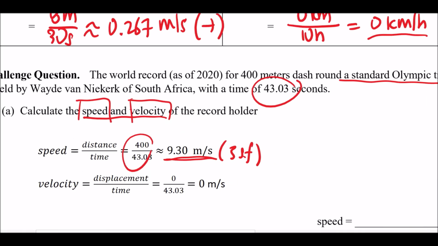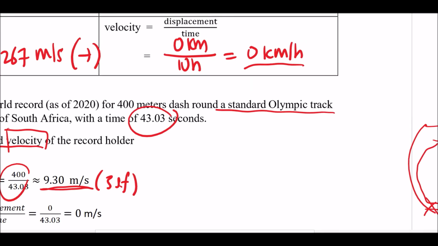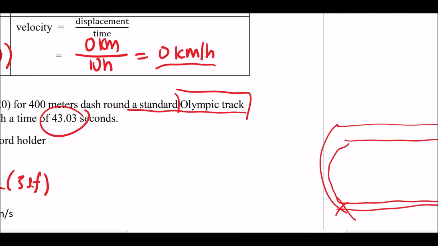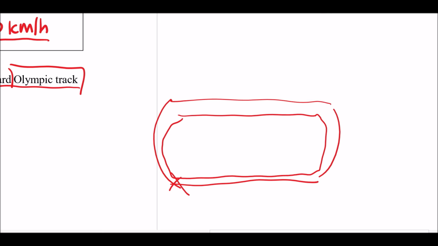Now the velocity. This is when it's tricky. If you look at a standard Olympic track, you will know that it looks something like this. It's a terrible drawing, but typically the starting point is here.